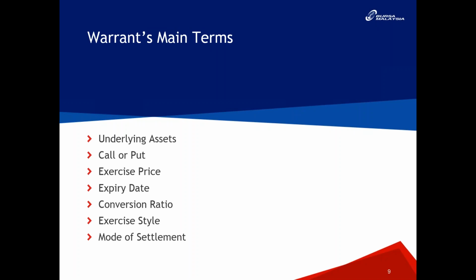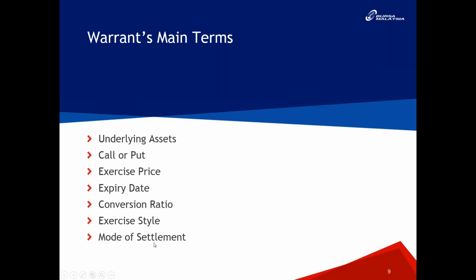And the next 3 items are probably the most important terms to determine the valuation. It would be the exercise price, the expiry date, and the conversion ratio. The conversion ratio simply refers to the number of warrants that you have to own to be entitled to convert to one share of the underlying asset. So if it is 3-to-1, that means you need 3 warrants, then you can exercise and convert to 1 share.